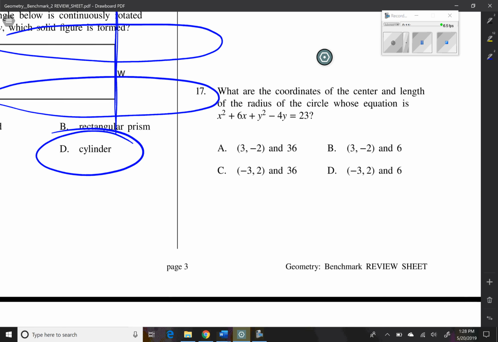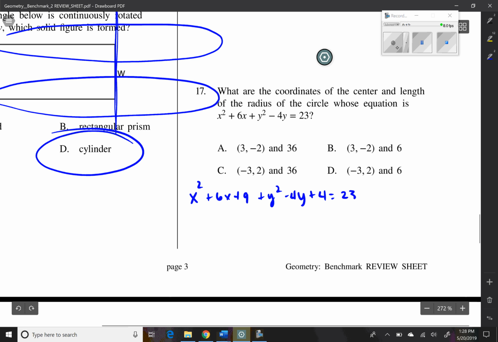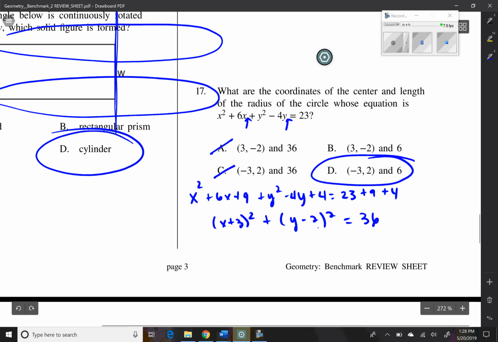We have one more of that same type of question. So we need to complete the square here twice. So I have x squared plus 6x plus 9. I have y squared minus 4y plus 4. And 23 plus 9 plus 4. So I'm completing the square by including numbers here and here. So it's going to become x plus 3 squared, y minus 2 squared, and whatever that comes out to be, 36. So I know the radius is 6, so it's not A or C. I know the center is -3, +2, so there's your answer.